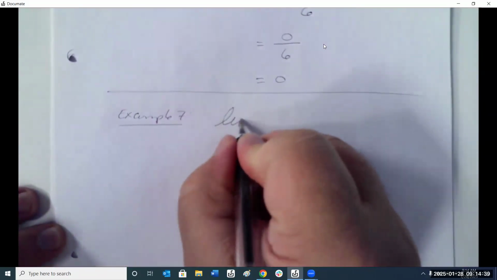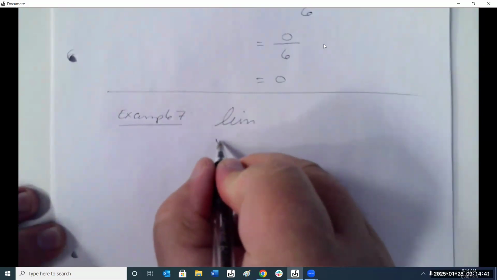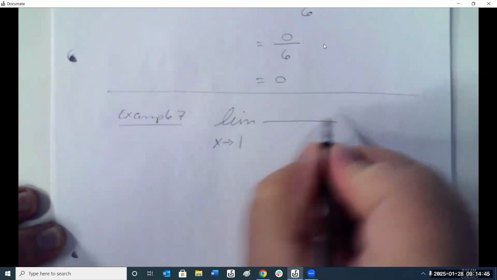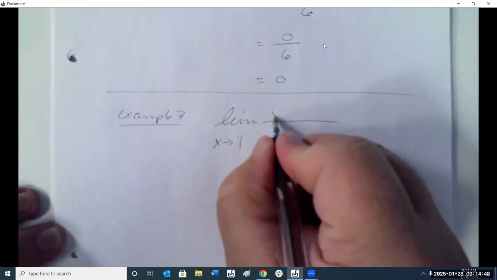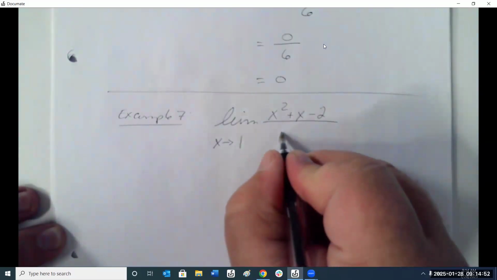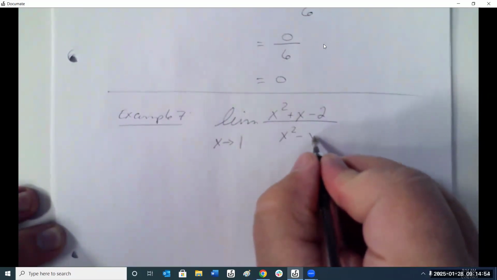Example 7. The limit as x approaches 1 of x squared plus x minus 2 over x squared minus x.